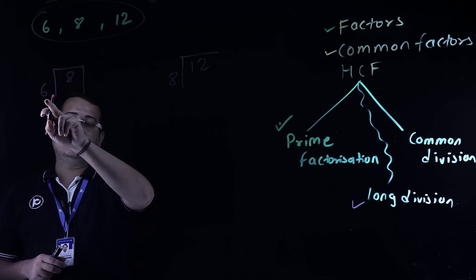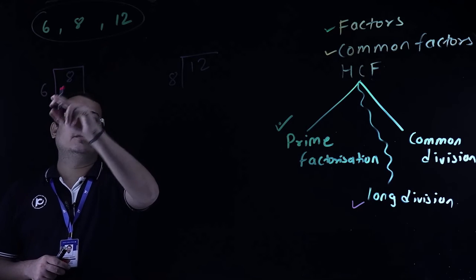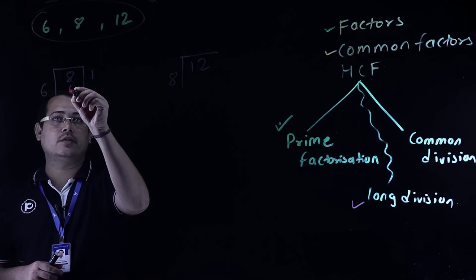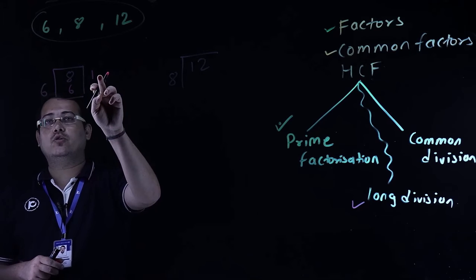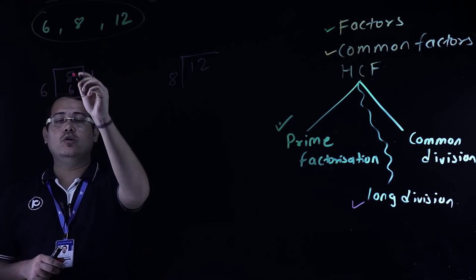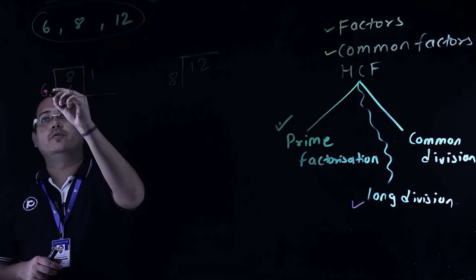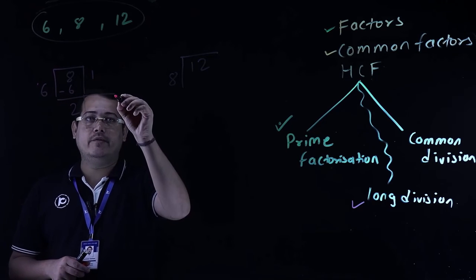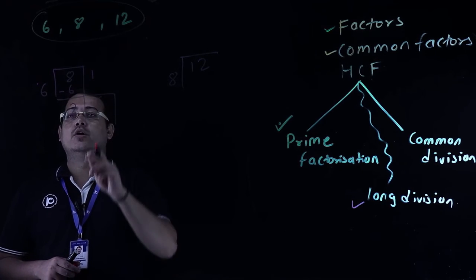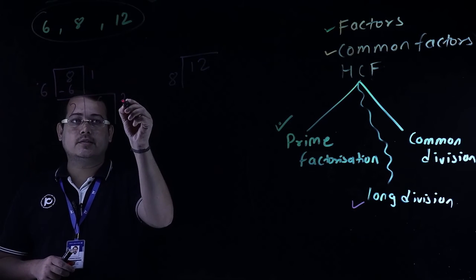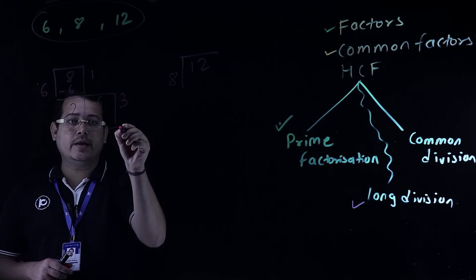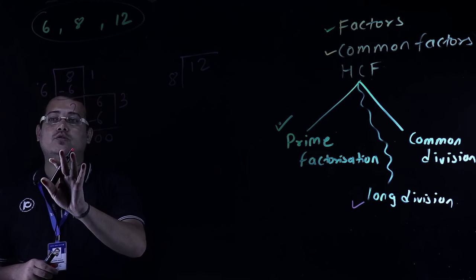Now 8 cannot be divided by 6, but 6 1s are 6. Here we will write the quotient, and the remainder we will write below. 8 minus 6, the answer is 2. Now this number will become our dividend. 2 3s are 6. Here I am getting 0 remainder, so I will stop here.